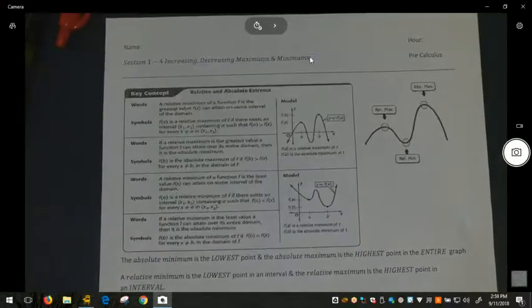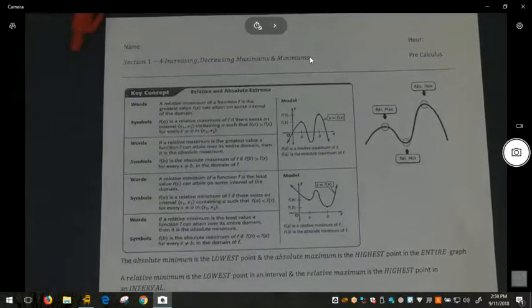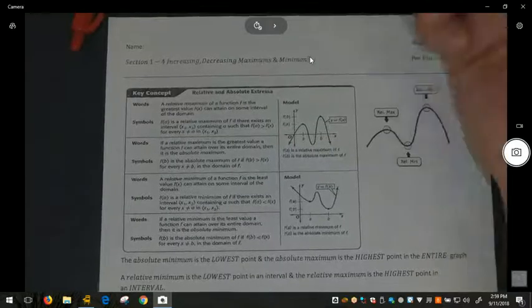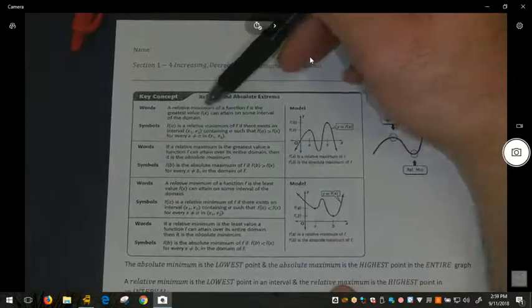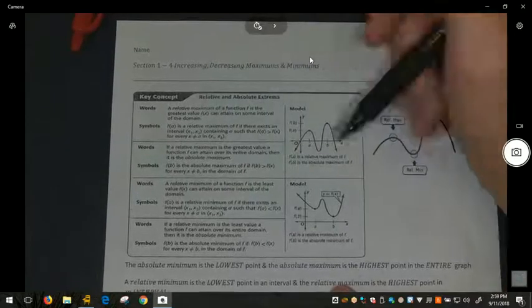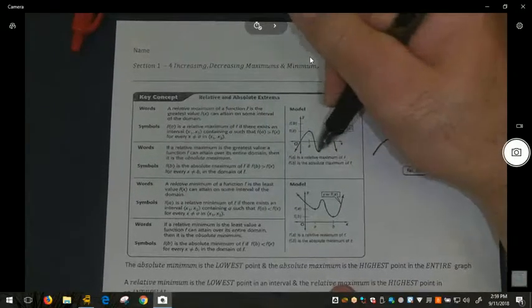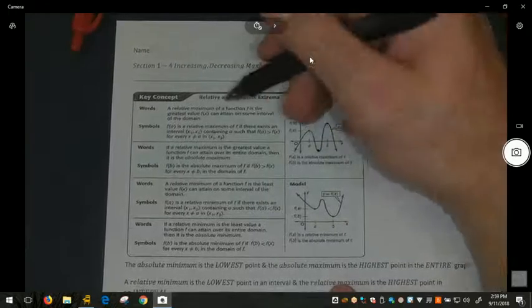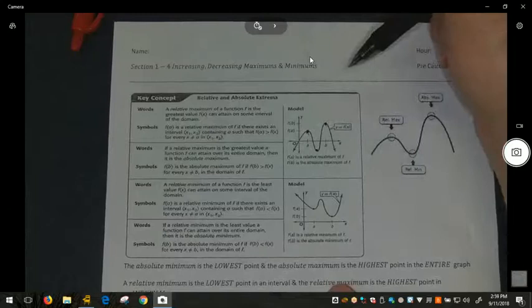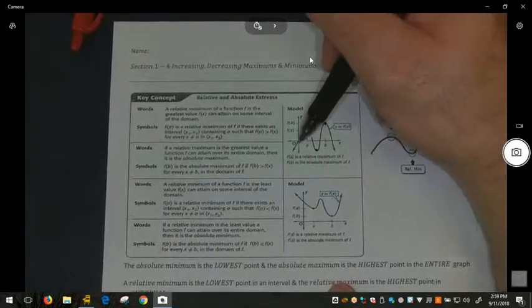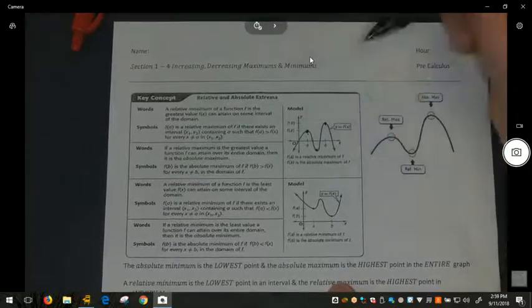In the explorations that you completed in class, you should have been able to figure out how to find the relative and absolute maximums and minimums on your calculator. Just as a review, some key concepts that are also in your textbook talk about the relative maximum being different from the absolute. The absolute is the absolute highest point on the graph. The relative is the highest point among the points around it.